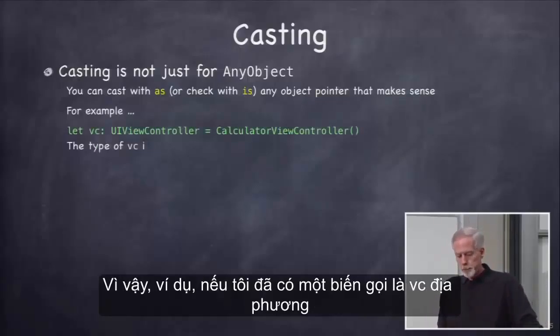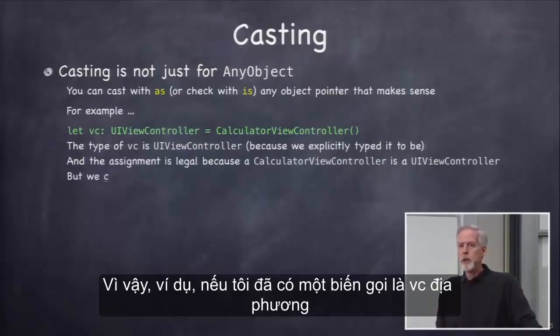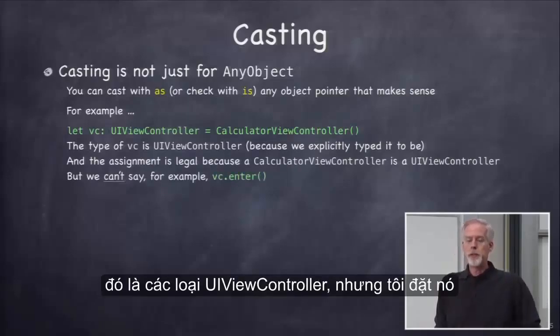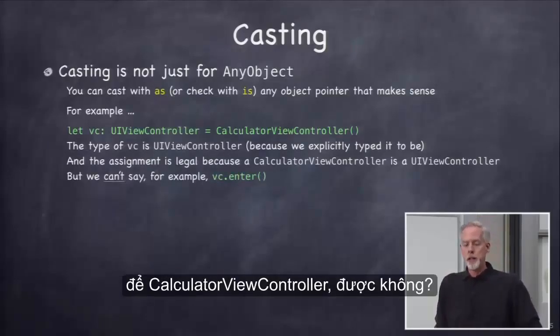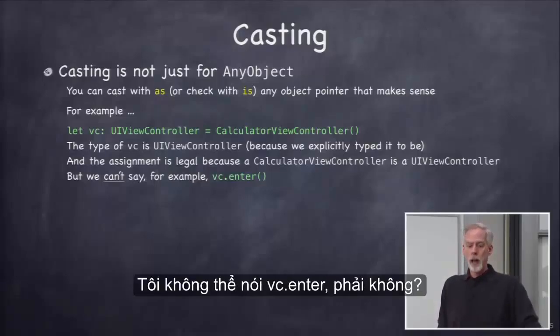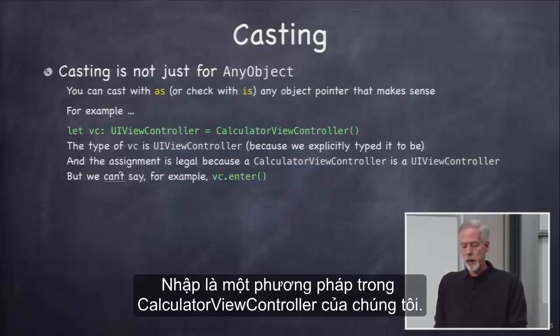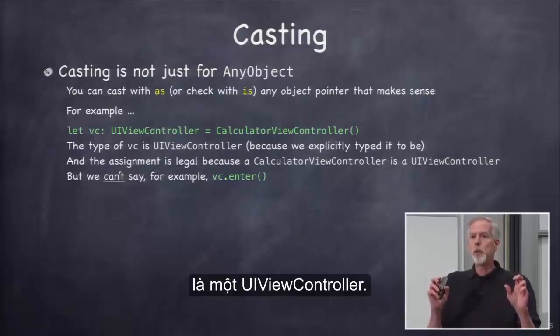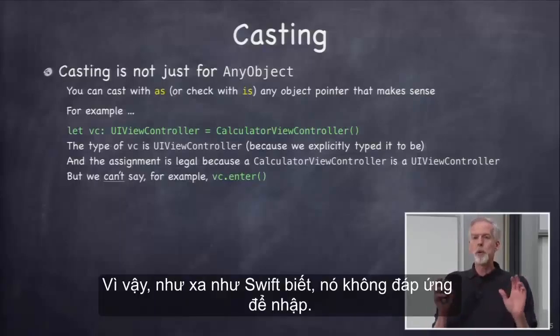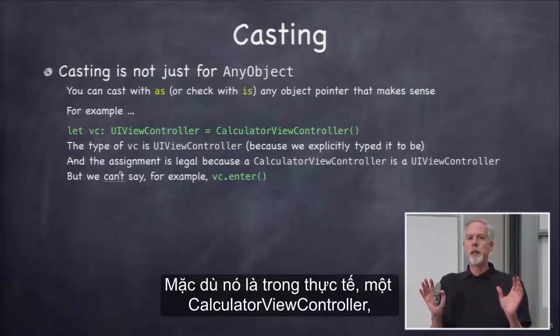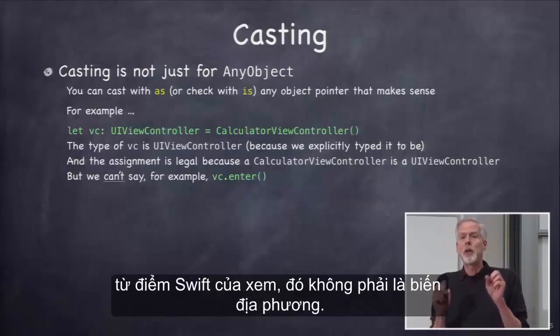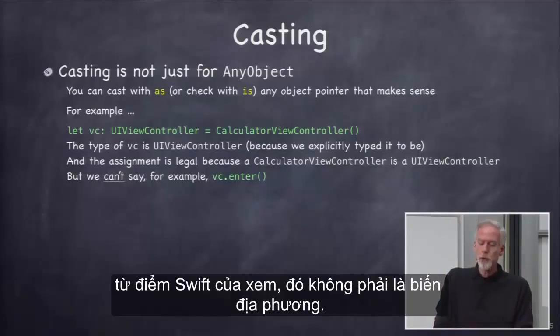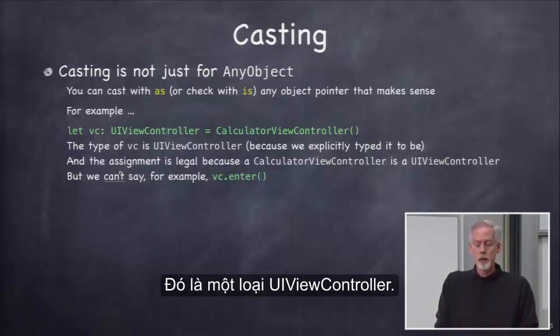So, for example, if I had a local variable called vc, which was of type UI view controller, but I set it to calculator view controller, okay? I couldn't say vc.enter, right? Enter is a method in our calculator view controller. I couldn't say vc.enter because vc is a UI view controller. So as far as Swift knows, it doesn't respond to enter. Even though it is, in fact, a calculator view controller, from Swift's point of view, that local variable is not. It's of type UI view controller.